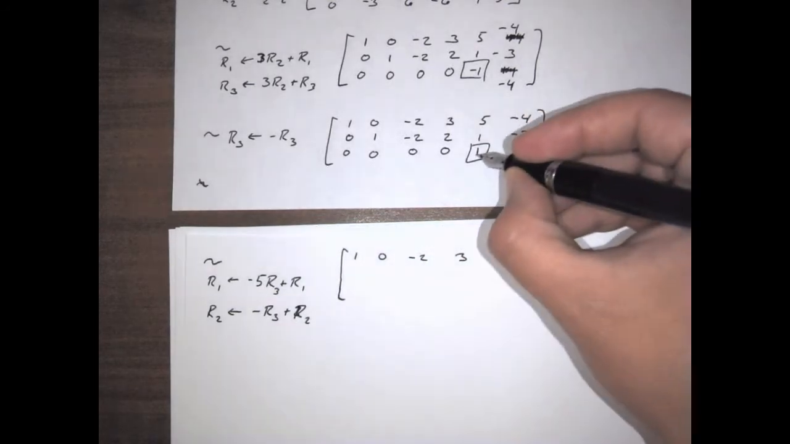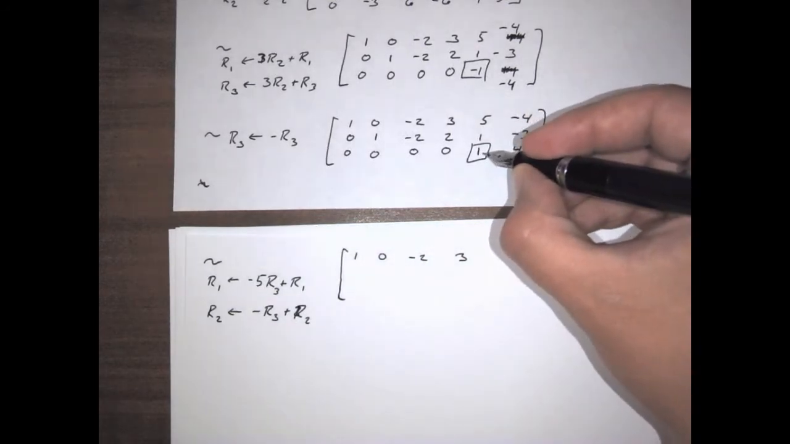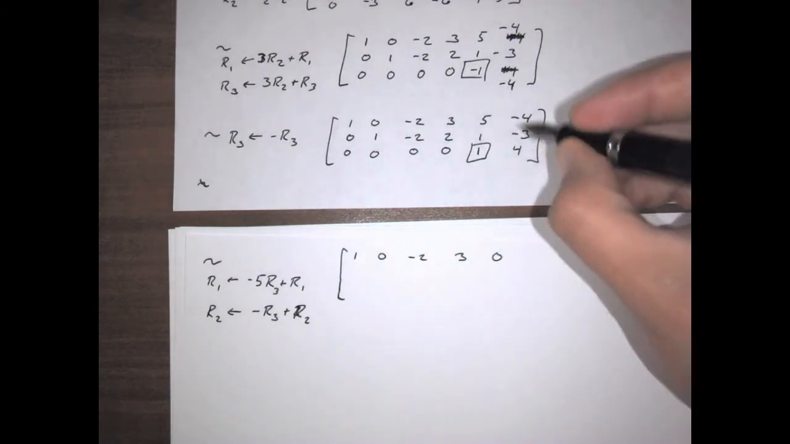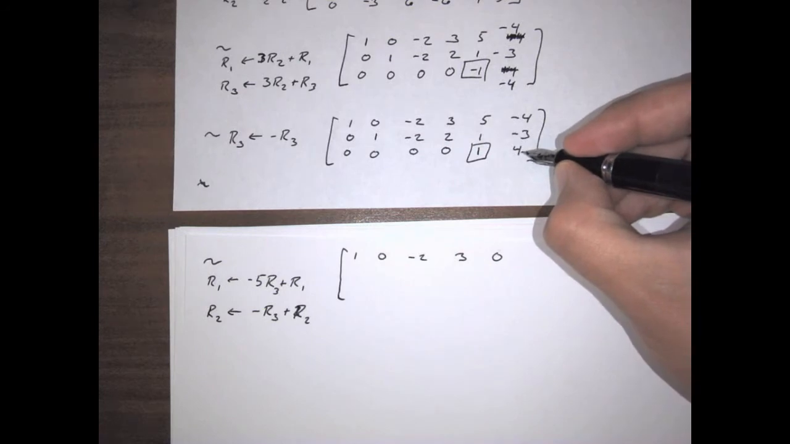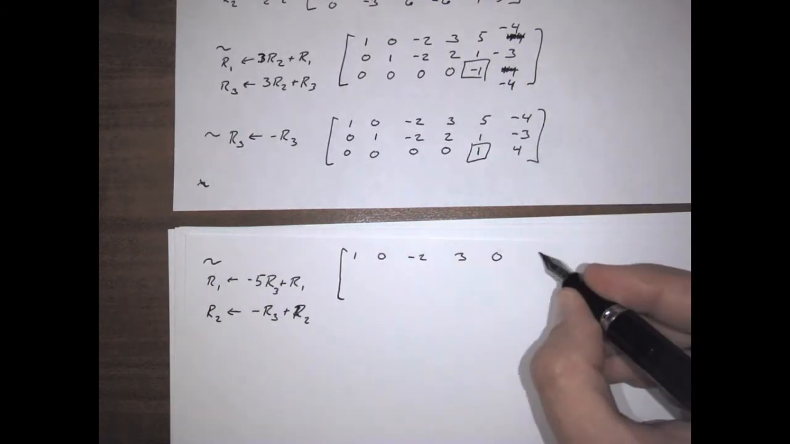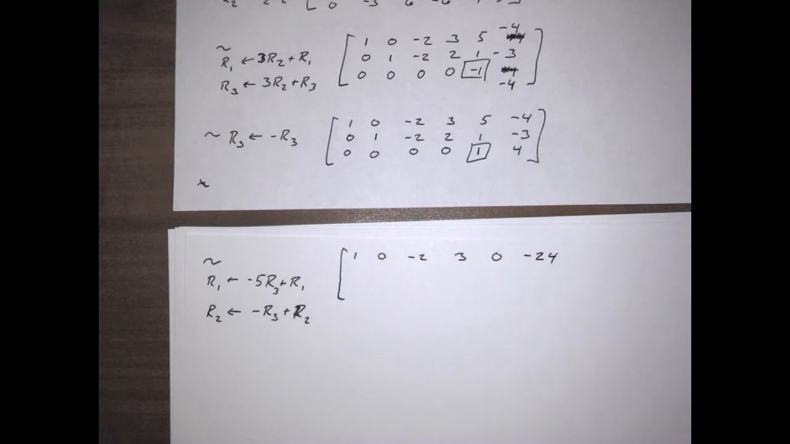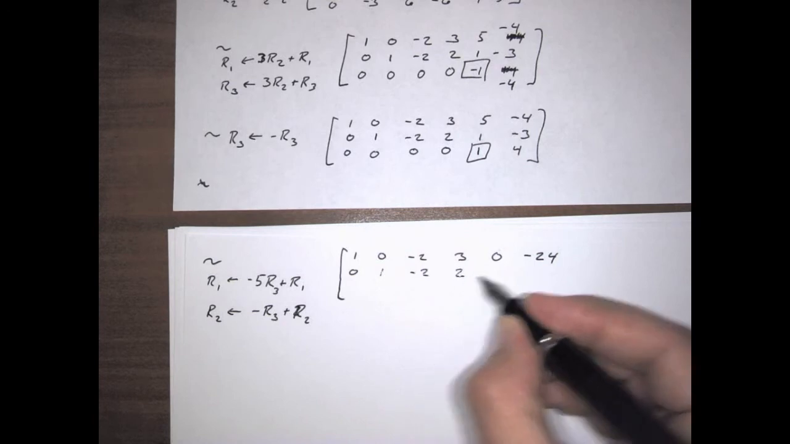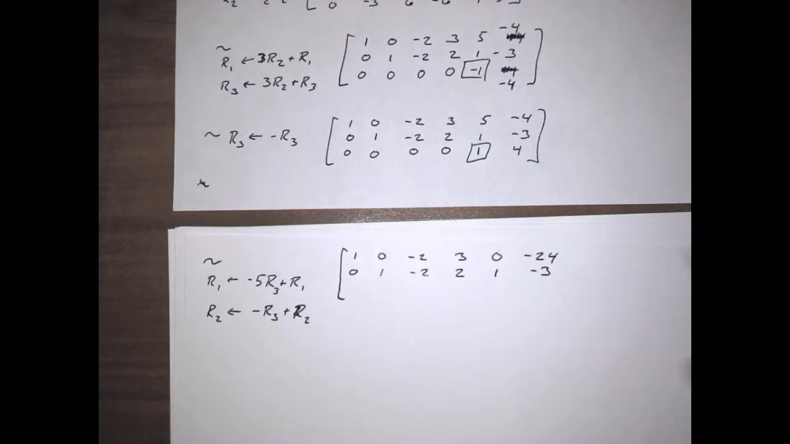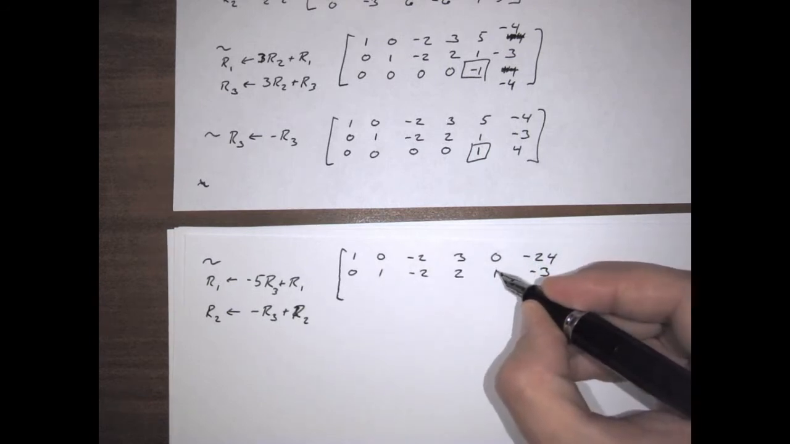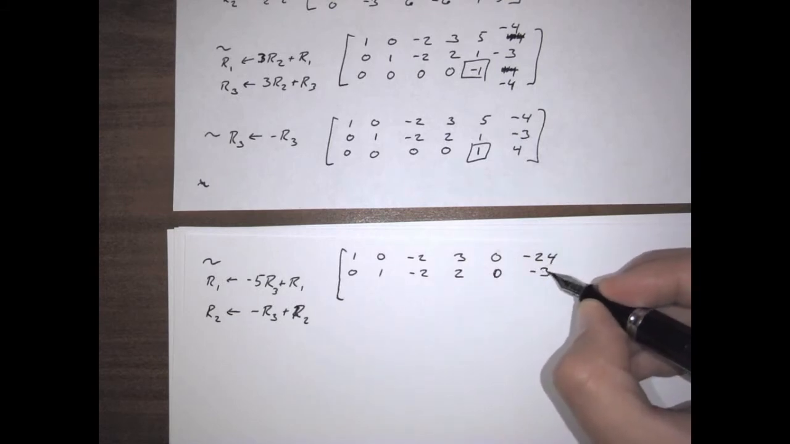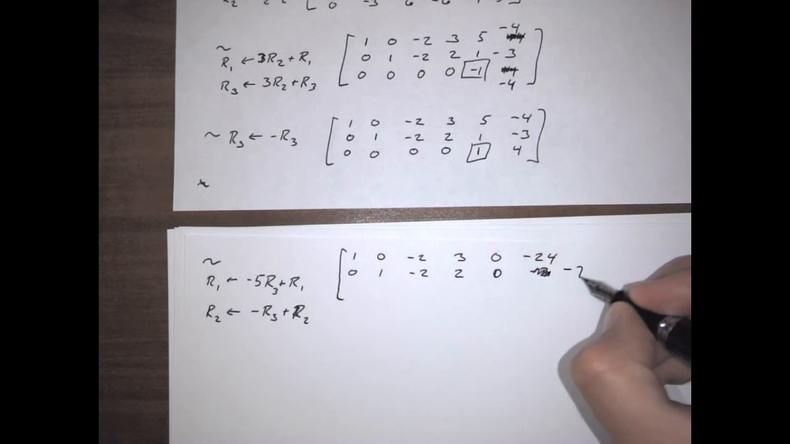So then we just go down to where we start having entries. Starting here, negative 5 plus 5 is 0, which was the goal. Negative 5 times 4 is negative 20, plus negative 4 is negative 24. And then we have 0, 1, negative 2, 2, 1, and negative 3. Sorry, I forgot to clear that. So it's going to be 0. And then it's negative row 3, so it's going to make that into a negative 7.